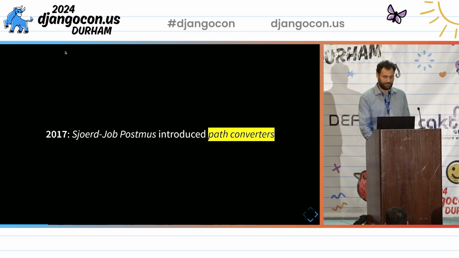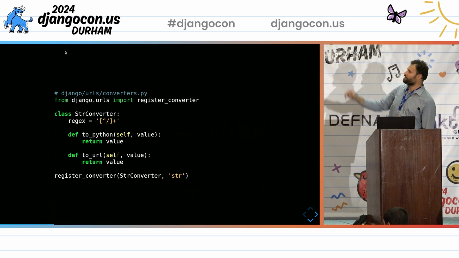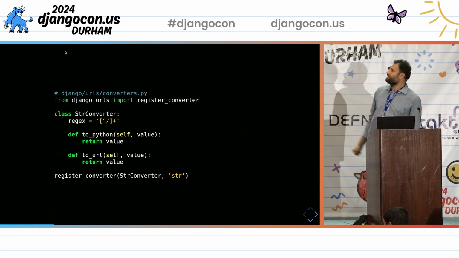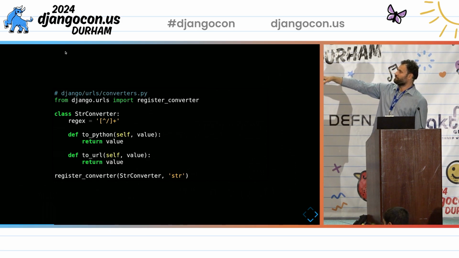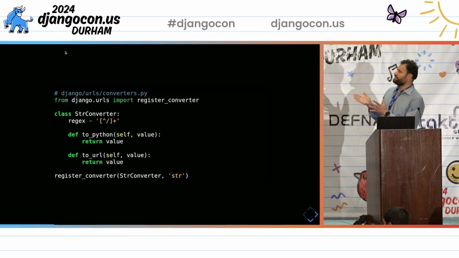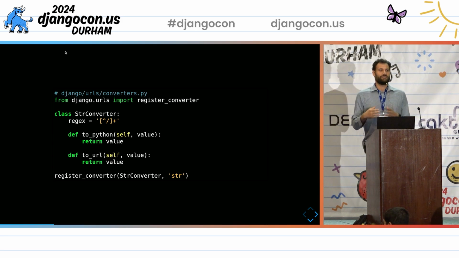And so what he did was, if you look at the Django source code, you have the Django URLs converters module, and there you have a class like StrConverter. And StrConverter essentially has three items. It has a regex, it has a toPython function, and a toURL function. And so what do these three components do?